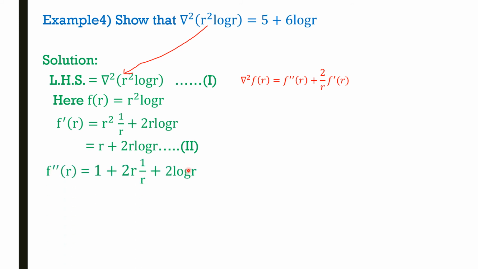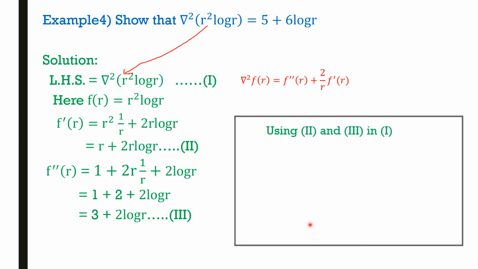Once again differentiate. Derivative of r is 1, then 2r as it is, again using the u into v rule for this, 2r is u, log r is v, so 2r as it is, derivative of log r is 1 upon r, plus 2r log r as it is, and derivative of 2r is 2, because derivative of r with respect to r is 1. This r and r get cancelled, and finally we get 1 plus 2 plus 2 log r, and 1 plus 2 is 3, so 3 plus 2 log r. So this is f double dash of r.